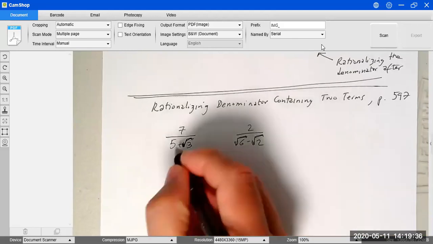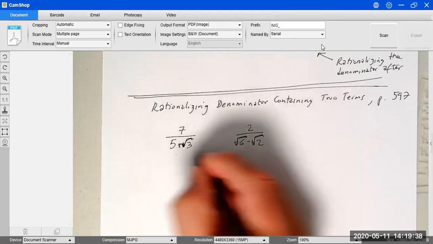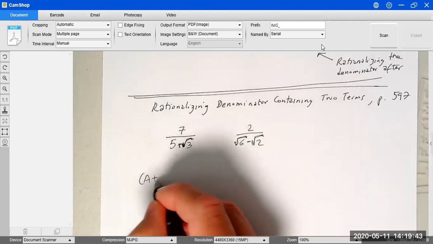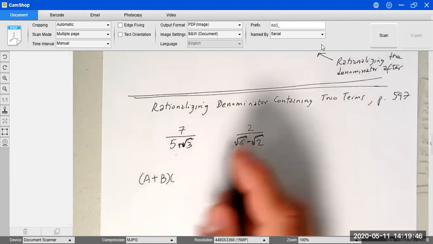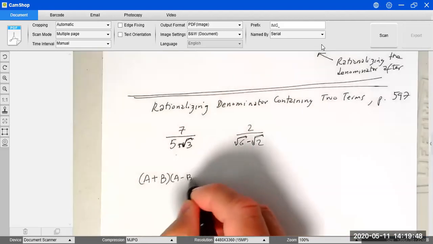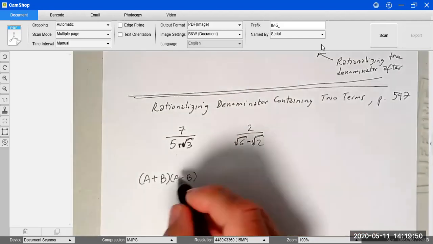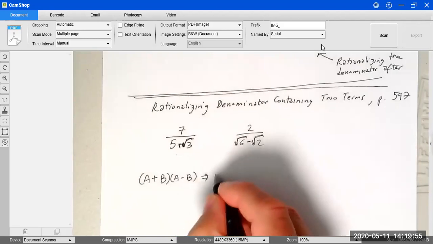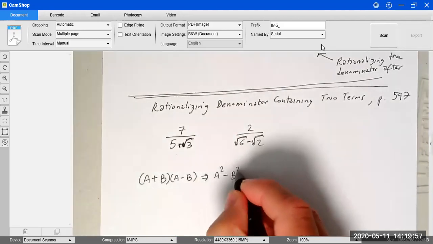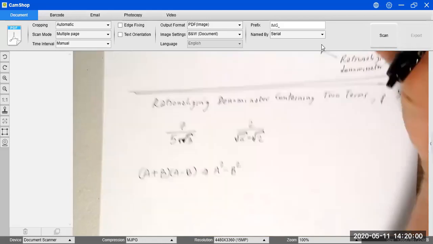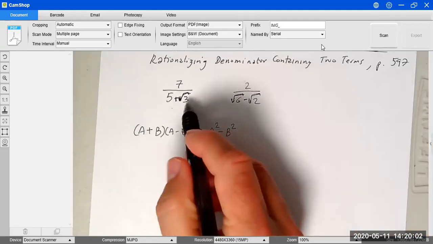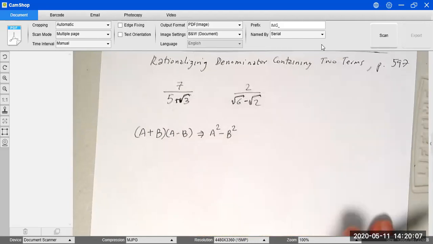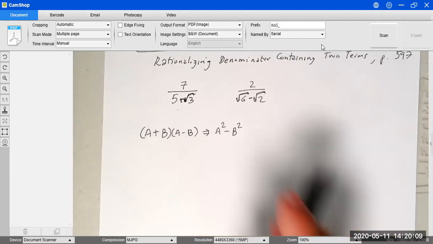So when you have 2 terms like this, either a sum or a difference, we're going to use this special product we learned a lot of chapters ago. When you have the product of 2 conjugates, you're going to get a squared minus b squared. This is going to be very important because when you square a and b, you're going to be able to remove the radicals. So that's what you're going to do in this problem.